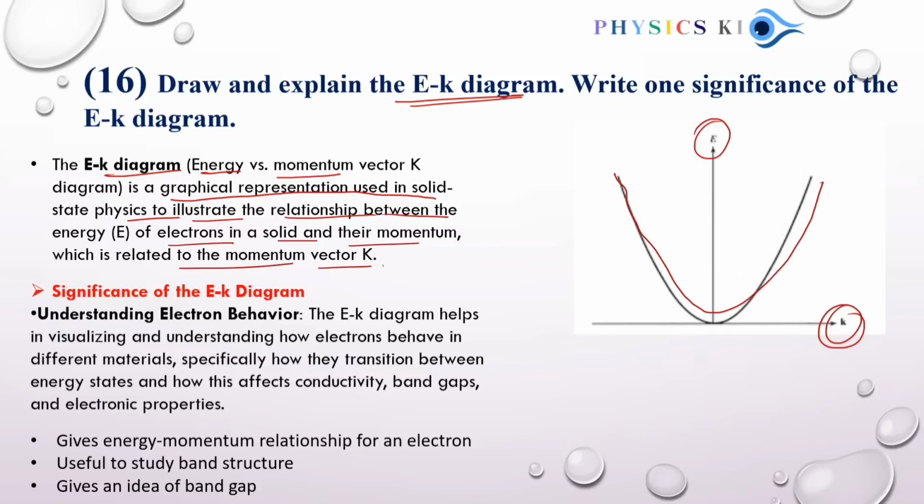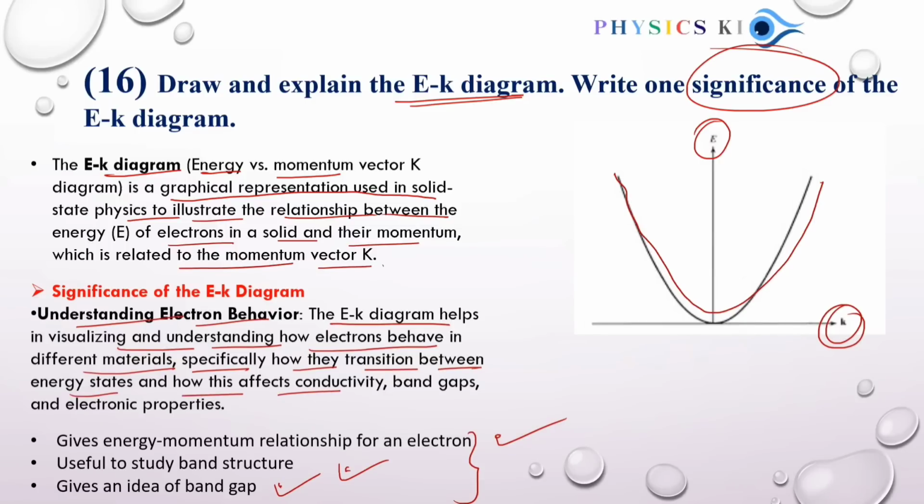And what is the significance of the E-k diagram? So first write these three significances. It gives the energy and momentum relationship for an electron, is useful to study band structure, and gives an idea of the band gap. Then you can write: understanding electron behavior. The E-k diagram helps in visualizing and understanding how electrons behave in different materials, especially how they transition between energy states and how it affects conductivity, band gap, and electronic properties. So these are the significance of the E-k diagram.